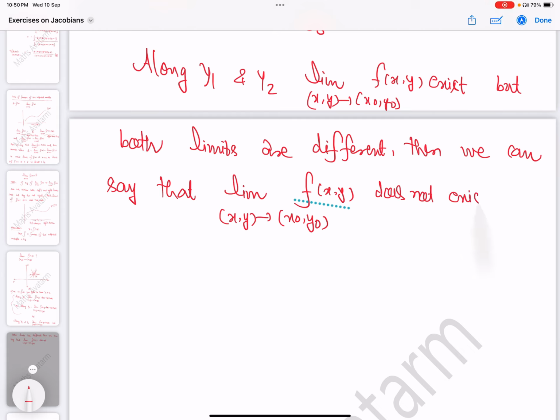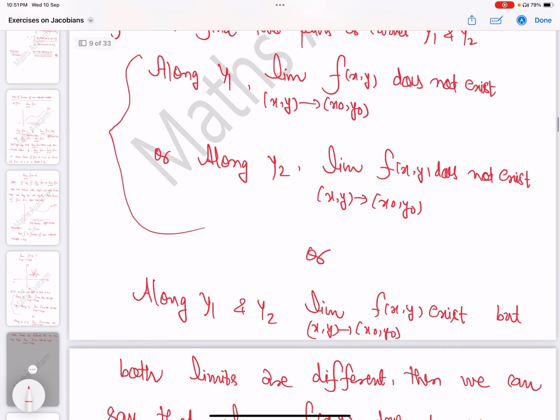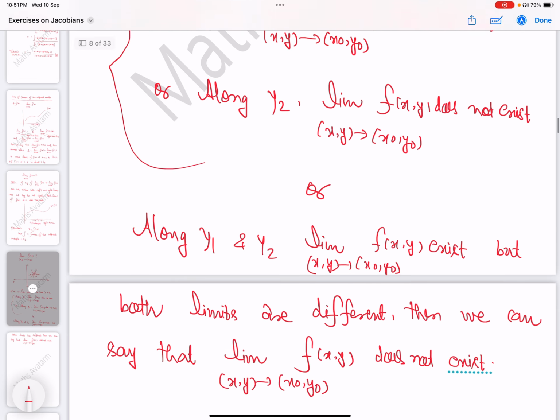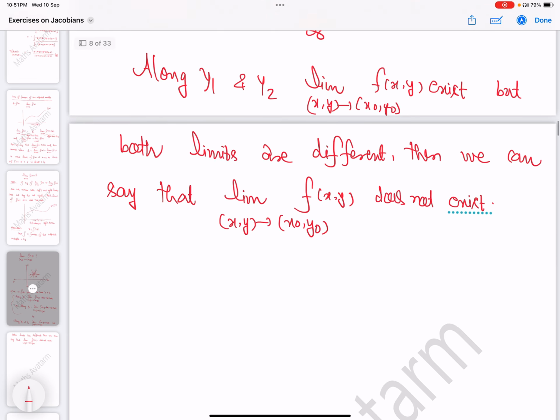So you can select any path, gamma 1, gamma 2. If the limit exists along both paths but the limits are not equal, then we say the function does not have a limit at that point. Or if along one path the limit does not exist, meaning it is approaching infinity, then we can say the limit does not exist. If any of these things happen, then we can say that the limit does not exist.